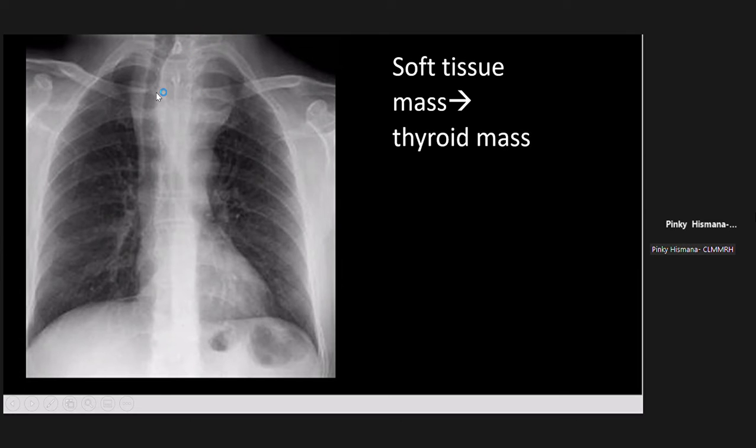That's why your trachea is deviated away, or displaced laterally. The mass has already grown and displaced the trachea to the right. So this one is actually a thyroid mass that extended from the upper cervical area into the retrosternal space.